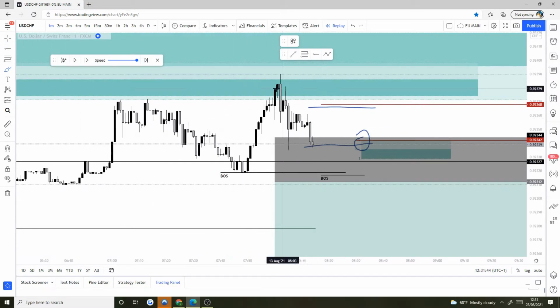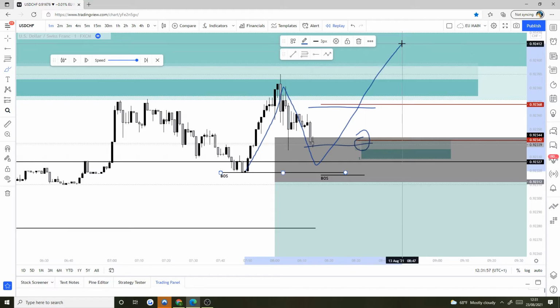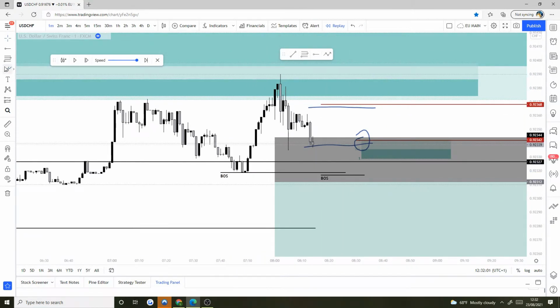So right now, even though we have had this reaction off the 15-minute suspected order block, we're not really sure if it's going to continue down away from it or if it's just going to respect the 1-minute and continue up like that. So at this point, I identified that the 1-minute high was here and the 1-minute low was here.